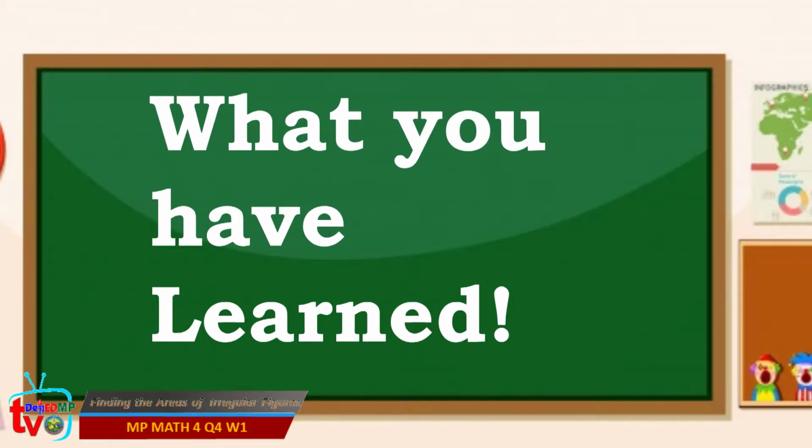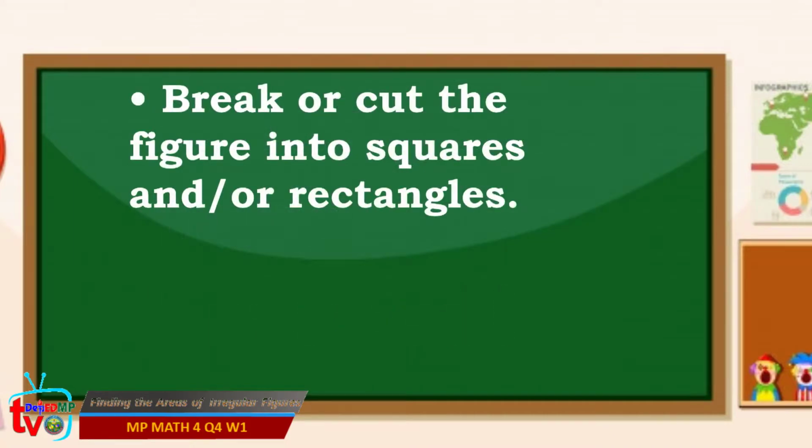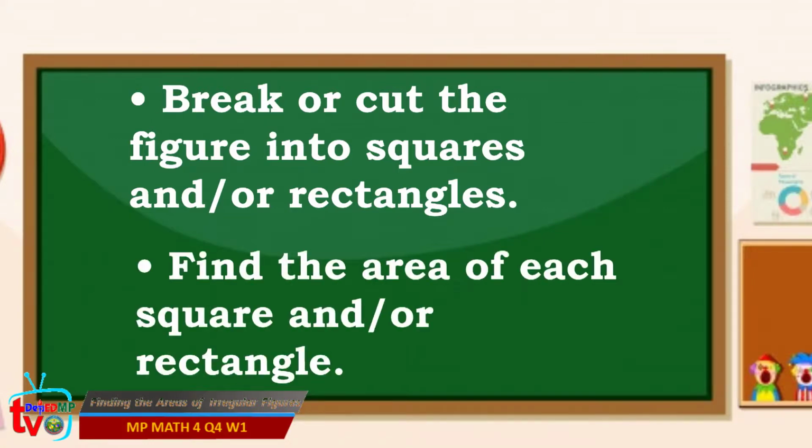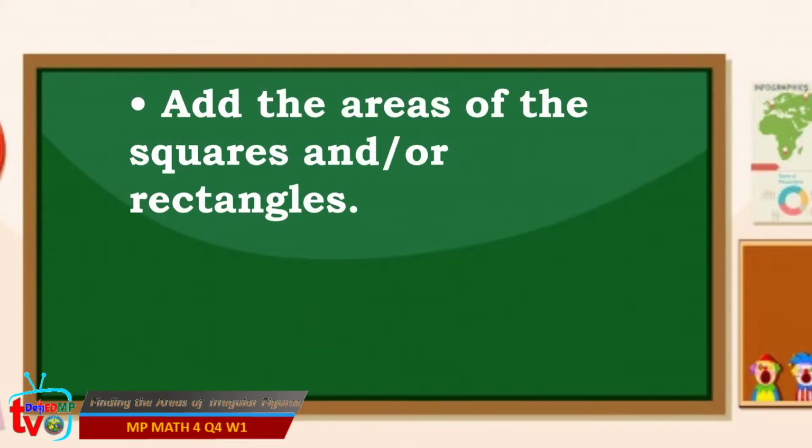Let us now summarize what you have learned. To find the area of an irregular figure that is made up of squares and rectangles, first, break or cut the figure into squares and or rectangles. Next, find the area of each square and or rectangle. Then, add the areas of the squares and or rectangles.